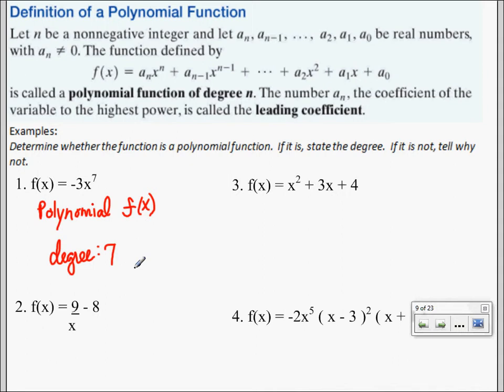With number 2, we have f of x equals 9 over x minus 8. Now what happens here is that a fraction of x would give you an x to the negative 1 power. So that is not a polynomial function, because it would give you a negative exponent.